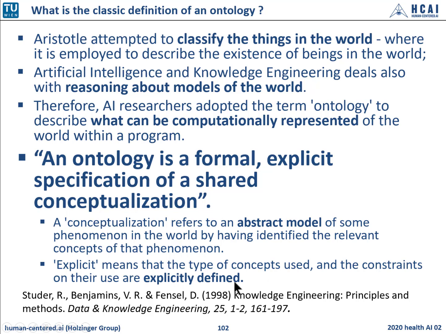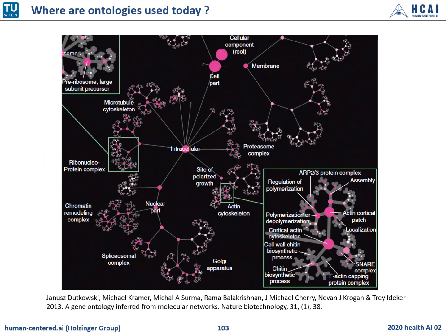This is very important. So this is not vague. This is well defined, and this is the big advantage of such an ontology, because it is formal, it is explicit, and this can be used in a von Neumann machine. Okay, where are ontologies used today?